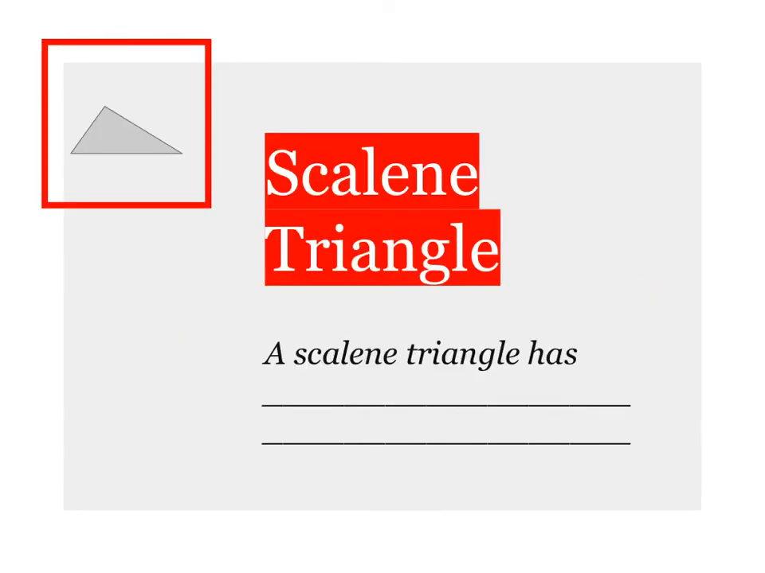Okay, so a scalene triangle has three distinct side measures, meaning all three sides are a different length. So you could mark that in your triangle by showing that all three have different measures. None are the same.